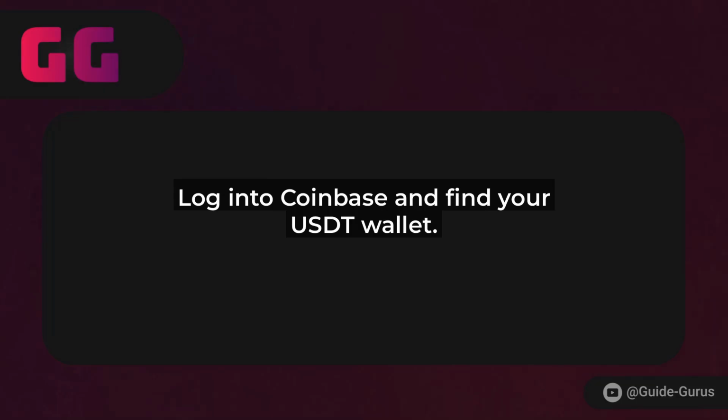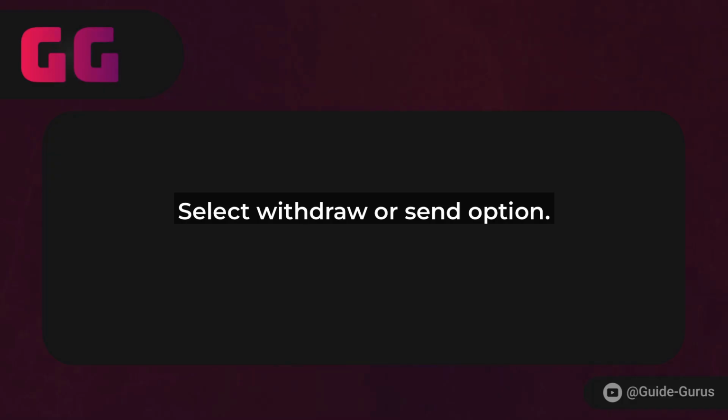Okay, let's jump in. Start by logging into your Coinbase account. Once you're in, head over to your dashboard and locate your USDT wallet. It's usually under the Assets or Wallets section. Coinbase might have updated their interface by 2025, so keep an eye out for any new layouts.